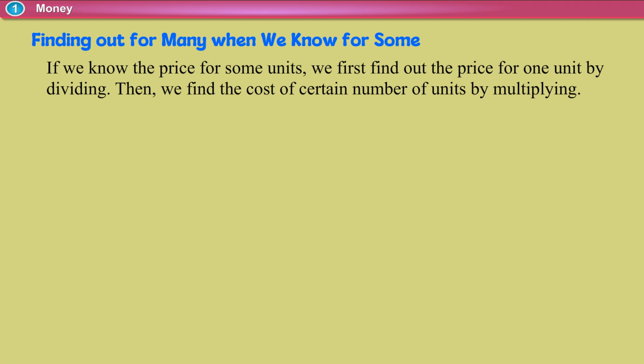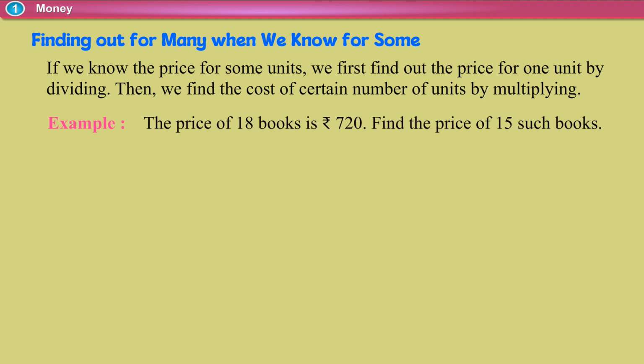Finding out for many when we know for some. If we know the price for some units, we first find out the price for 1 unit by dividing. Then, we find the cost of a certain number of units by multiplying.